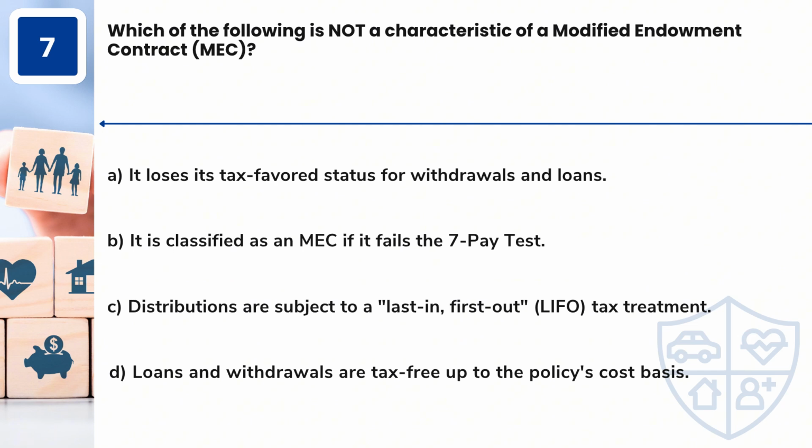Question 7. Which of the following is not a characteristic of a modified endowment contract, MEC? A. It loses its tax-favored status for withdrawals and loans. B. It is classified as a MEC if it fails the 7-pay test. C. Distributions are subject to a last-in, first-out, LIFO, tax treatment. D. Loans and withdrawals are tax-free up to the policy's cost basis.